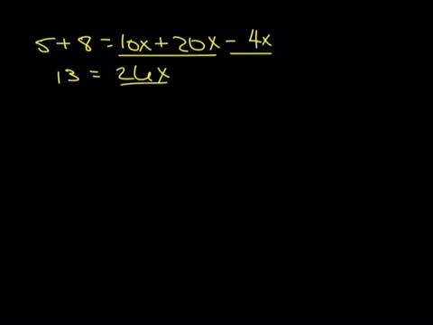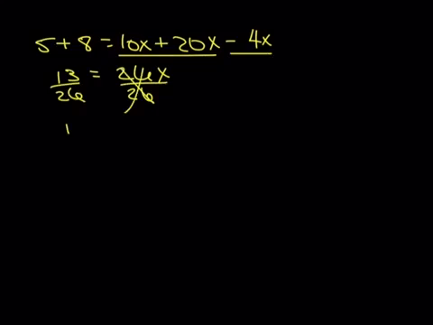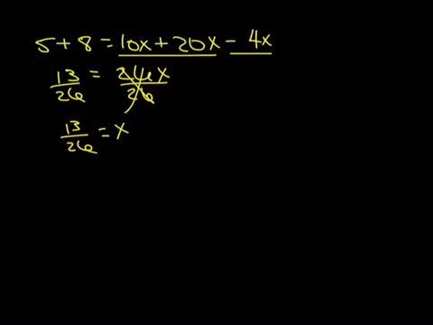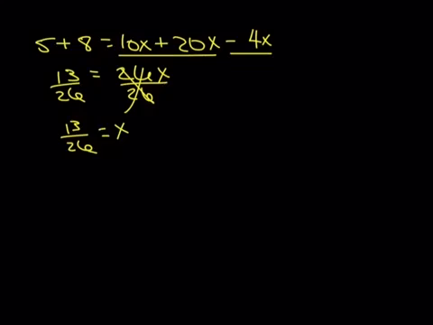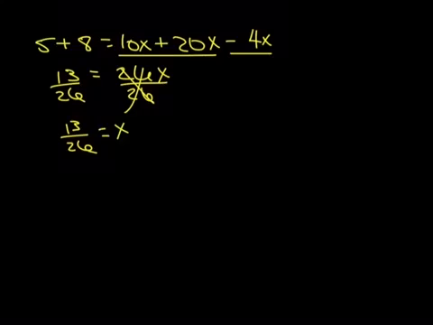Now I've got that being multiplied, so I'm going to divide both sides. And that gets rid of that. So I have 13 over 26 equals x. Now I have to ask myself, can that be reduced? Is there any number, because 26 is an even number, I know 2 goes into it. But how many times does 2 go into 26? 13 times. That's the number up here.